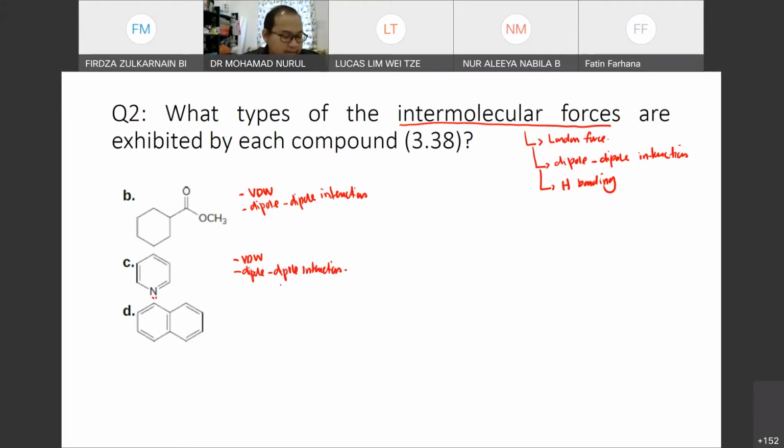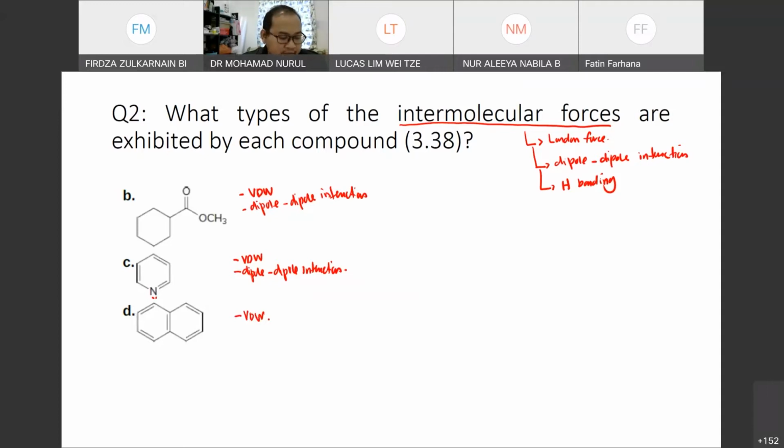Again, it doesn't have hydrogen bonding, because it doesn't have any OH functional groups. And the last one has only van der Waals. No dipoles, because it doesn't have any heteroatoms.